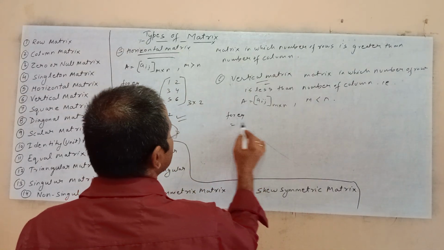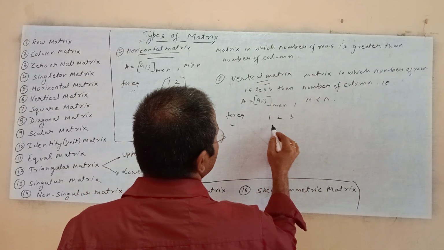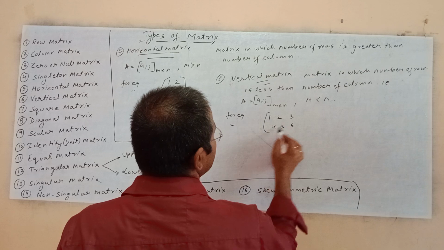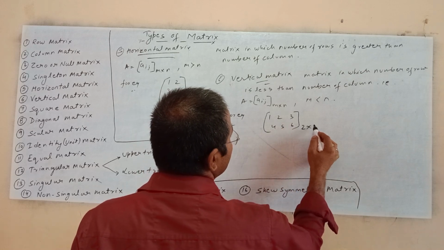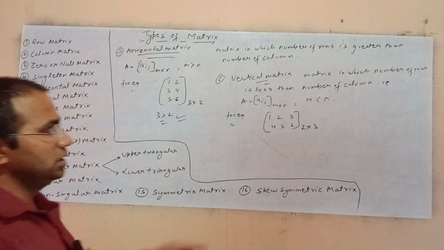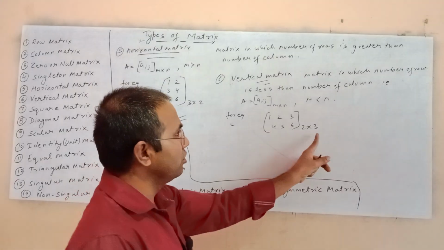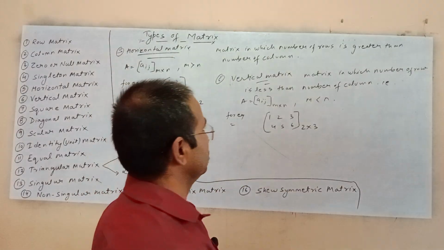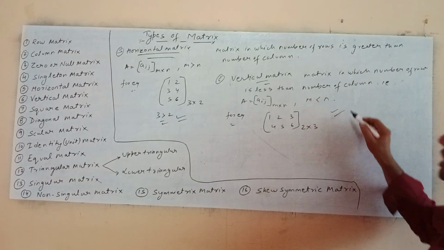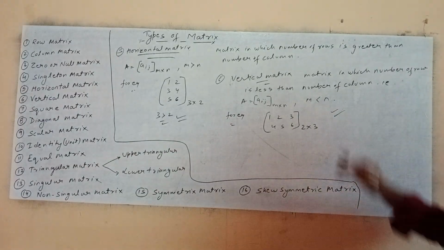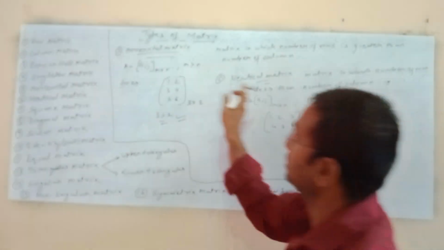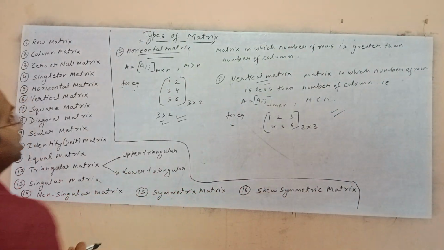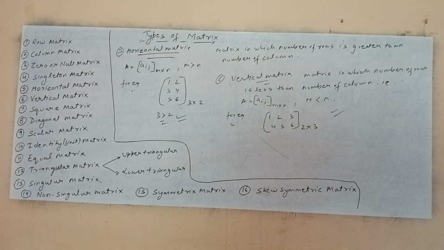For example, how will you write it? Suppose 1, 2, 3, 4, 5, 6. Now in this, you can say this matrix is of order 2 cross 3. In this, the number of columns is greater than the number of rows. So that's why it is called a horizontal matrix. Okay, so the horizontal line is greater. In this way you will define the horizontal matrix.